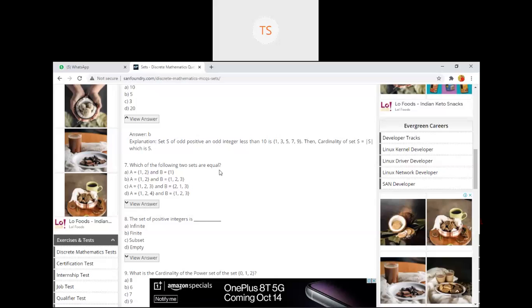Hello? When two sets are equal? When can we say two sets are equal? When their elements are exactly the same, ma'am. Exactly the same. Now from these four options, question number 7, there are four options A, B, C, D. Which two sets are equal?